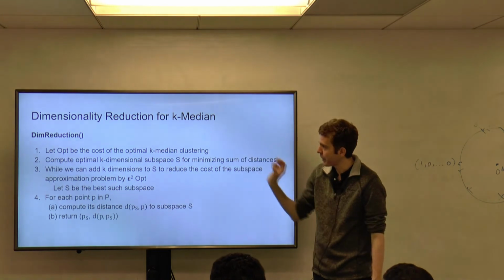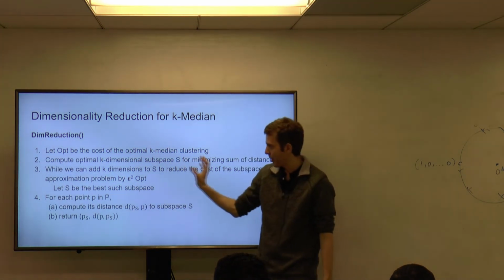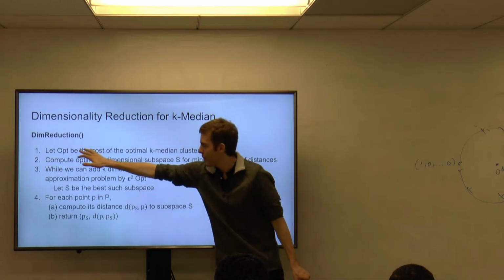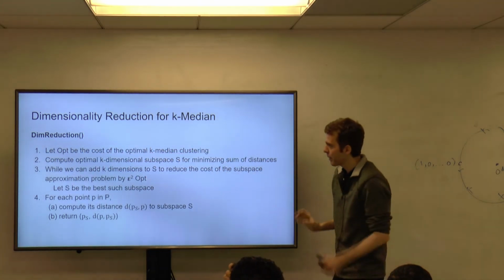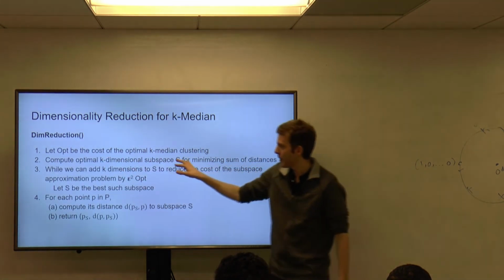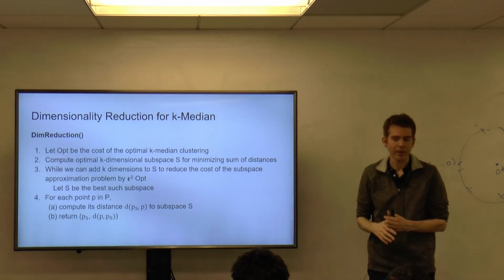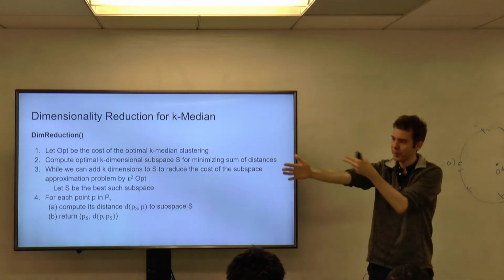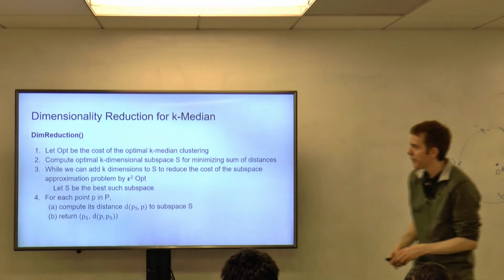So here's dimensionality reduction for K-median. I'll describe it existentially. Let opt be the cost of the optimal K-median clustering. Before it was for K-means. The next step is to compute the optimal k-dimensional space S for minimizing the sum of distances. Okay, so not the space that minimizes the sum of squared distances, the one that minimizes the sum of distances.